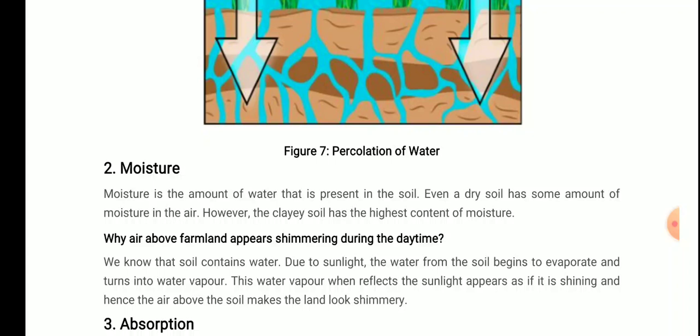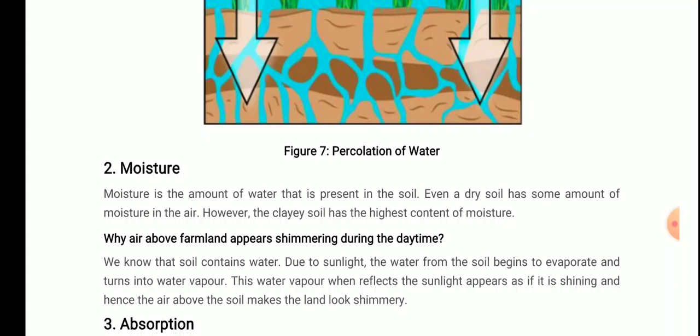Question: why does the air above farmland appear shimmering during the daytime? We know that soil contains water. Due to sunlight, the water from the soil begins to evaporate and turns into water vapor. This water vapor, when it reflects the sunlight, appears as if it is shining, and hence the air above the soil makes the land look shimmery.